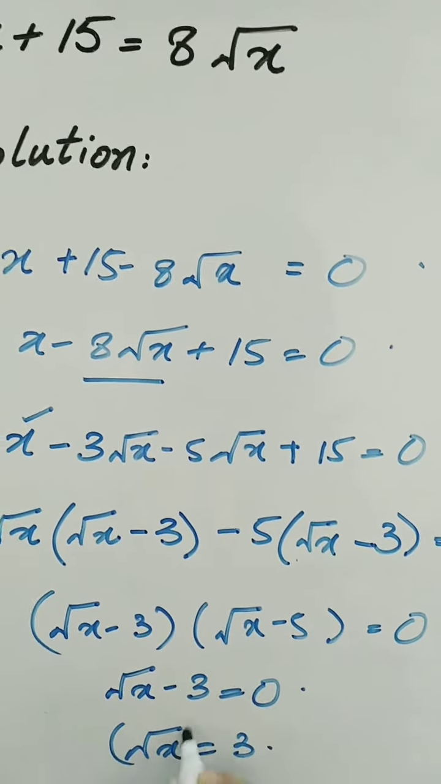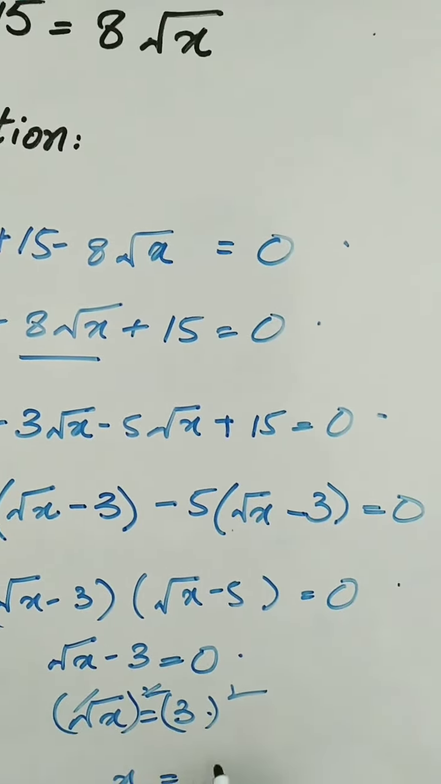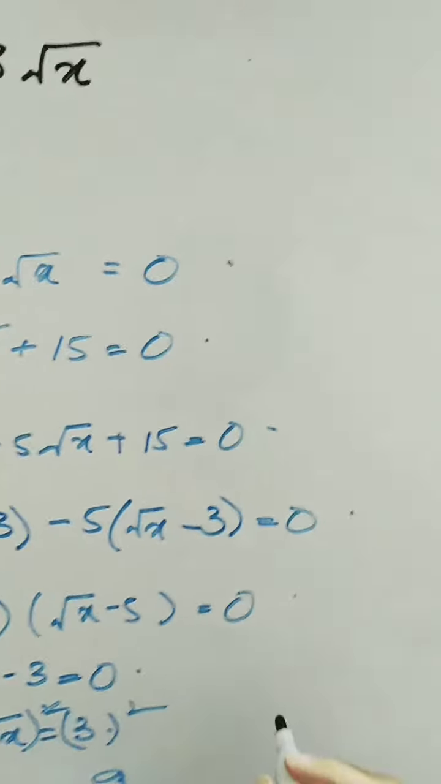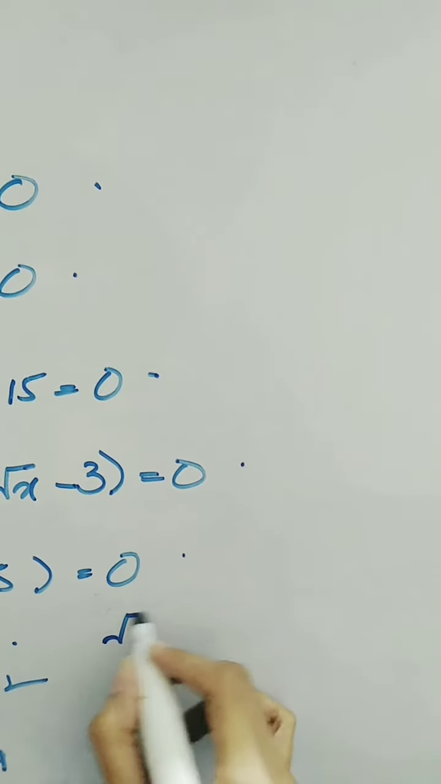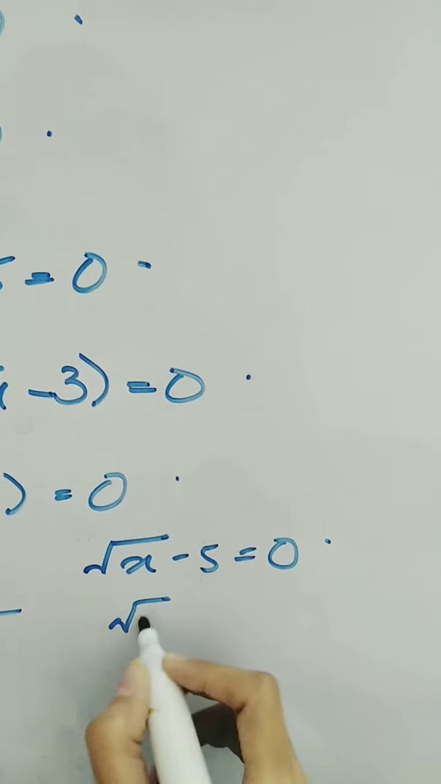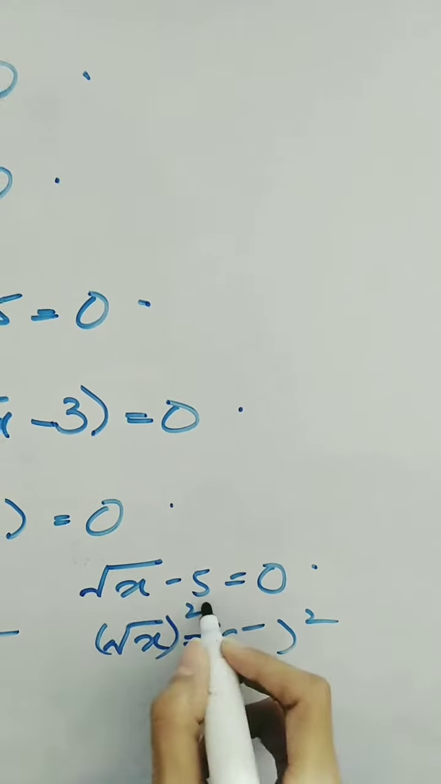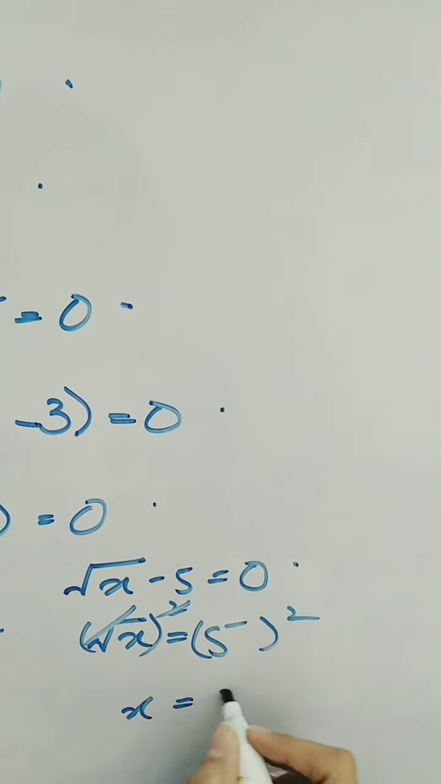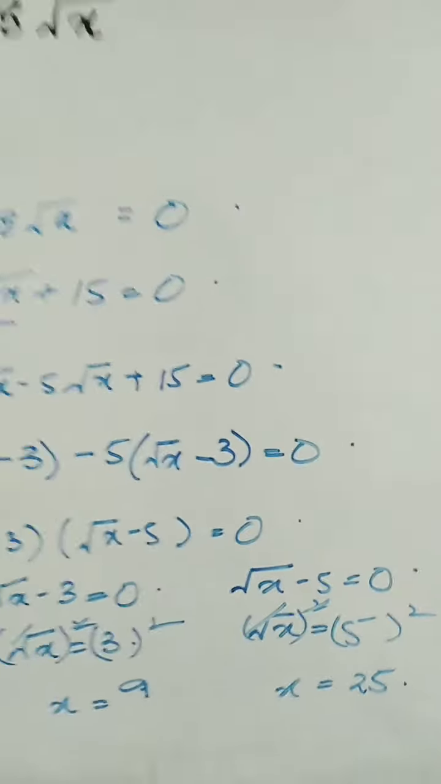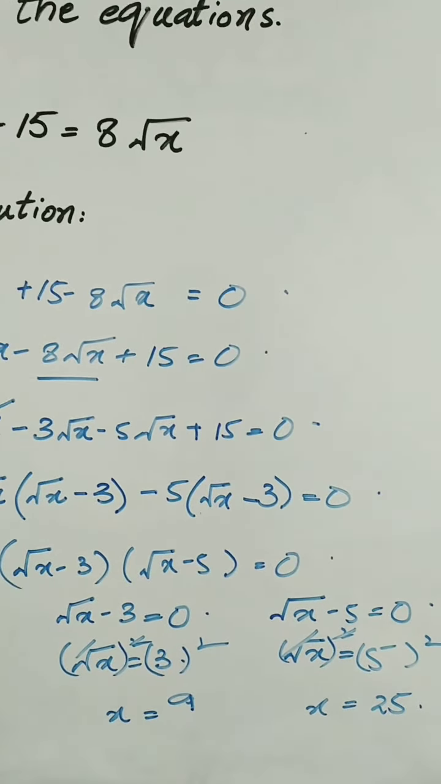Now first we take root x minus 3 is equal to 0, or root x is equal to 3, or if we square both sides in order to remove the root, we will have x is equal to 9. And for the second part, we have root x minus 5 is equal to 0. Similarly, root x is equal to 5. And if we square on both sides in order to remove the root, we will have x is equal to 25. So we have two values of x, which are 9 and 25.